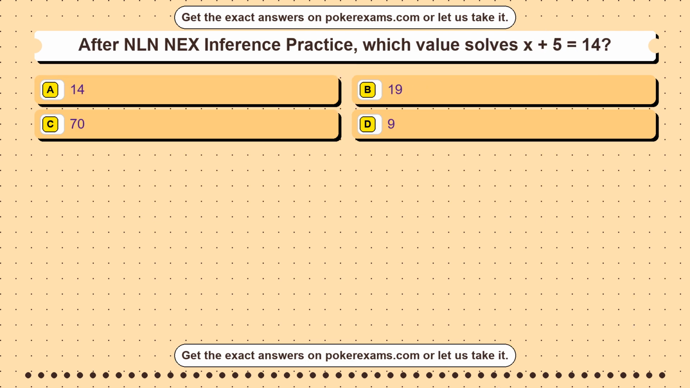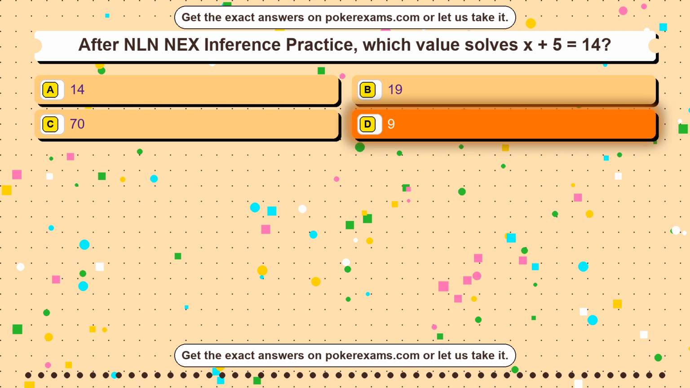Question 6. After NLN NEX Inference Practice, which value solves x plus 5 equals 14? Option A. 14. Option B. 19. Option C. 70. Option D. 9. The correct answer is option D. 9.